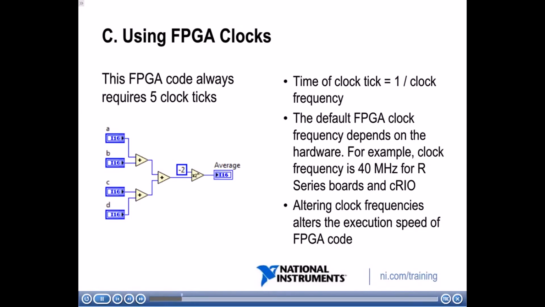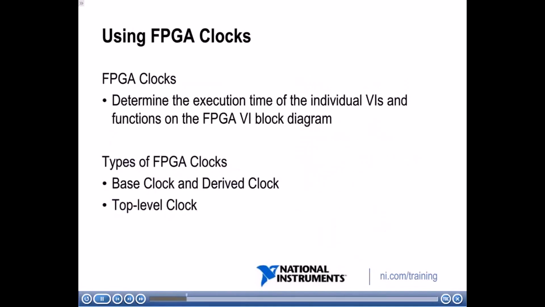However, if you alter the clock frequencies, you'll also alter the execution speed of the FPGA code, because by altering the clock frequency, you're also altering the time of the clock tick. So FPGA clocks are going to determine the execution time of the individual VIs and functions on the FPGA VI block diagram. In this section, we're going to talk about a couple different types of FPGA clocks: base clocks, derived clocks, and top-level clocks, and the purposes of each one.